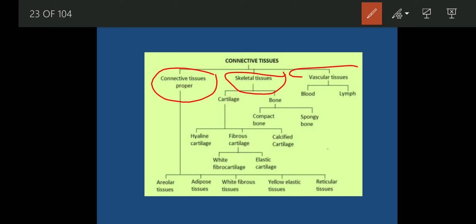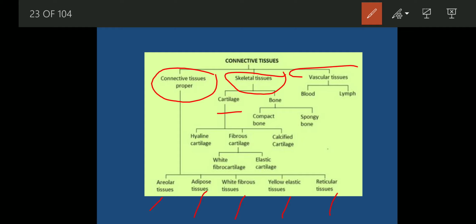These proper connective tissues are again further divided into areolar, adipose, white fibrous tissue, yellow elastic tissue and reticular tissue. And the skeletal tissues are divided into two types, cartilage and bone. You would have heard about this: hyaline cartilage, fibrous and calcified cartilage, white fibrocartilage and elastic cartilage.